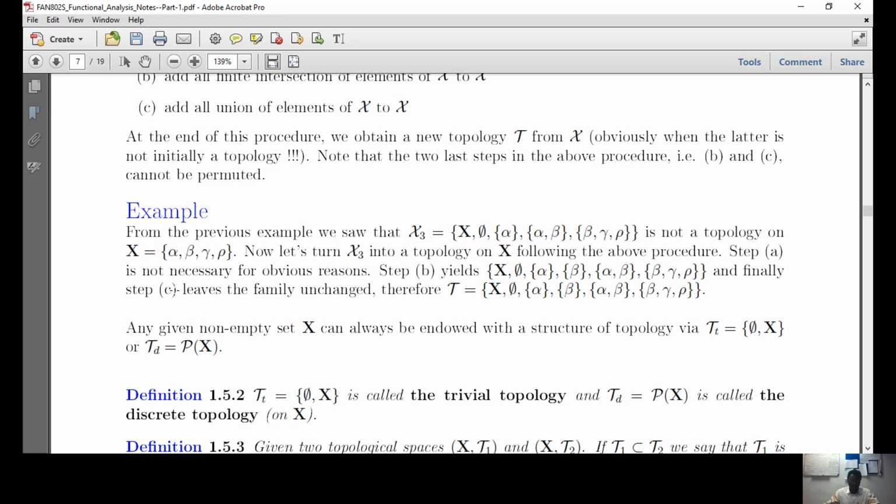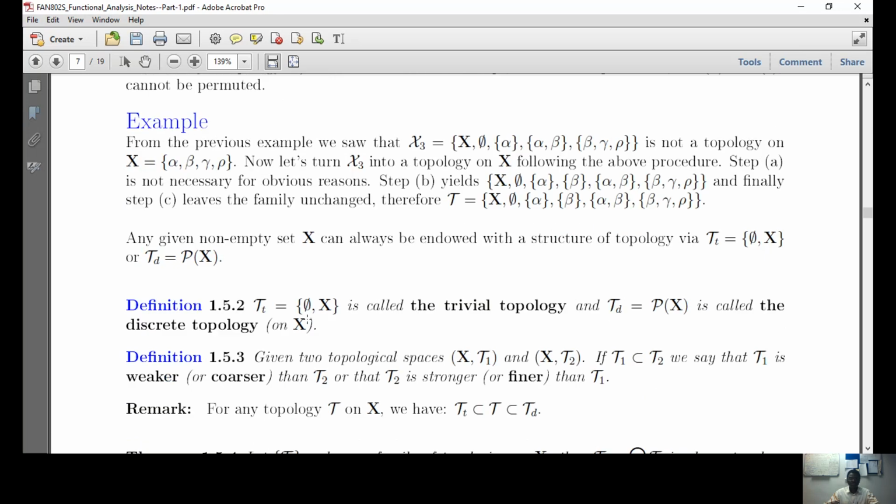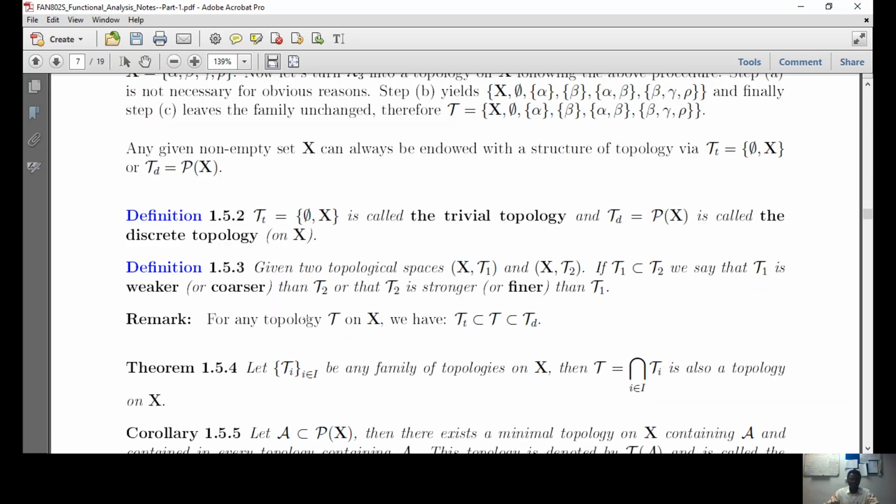So this is an example. I encourage you to go through it. If you recall, we know that the pair empty set and X, the underlying set, is a topology, and that's called the trivial topology. And the topology made of P(X), that is the power set of X, is what we call the discrete topology.